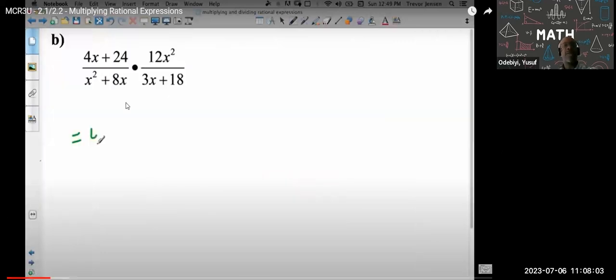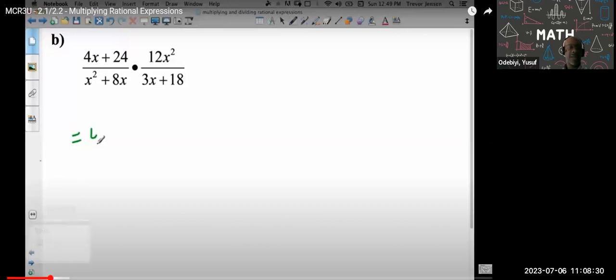You've got two rational expressions, two fraction expressions here, and they're multiplying each other. That dot means they're multiplying. The best thing to do is see if, within the rational expression, you can simplify it and then cancel. So you're going to look at the first rational expression.